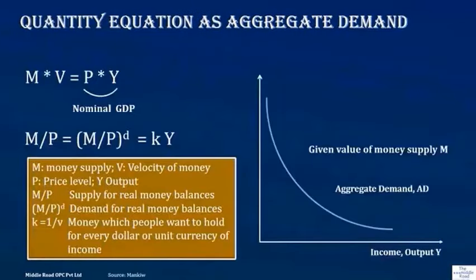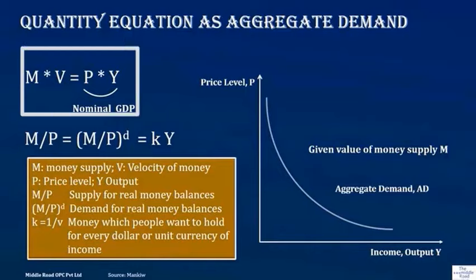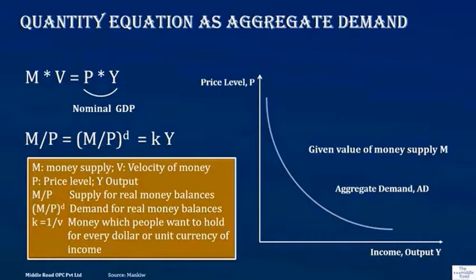So to understand why, now we'll come into why the aggregate demand curve is sloping. Look at the aggregate demand curve. The concept we have looked at is the quantitative theory of money. So MV is equal to PY. PY is the nominal GDP or nominal output. M by P is the supply of real money balances, and the demand for real money balances is M by P to the power D. K is 1 by V, which is the inverse of velocity. In this function, velocity is stable. We'll be looking at the different variables when we keep velocity fixed.